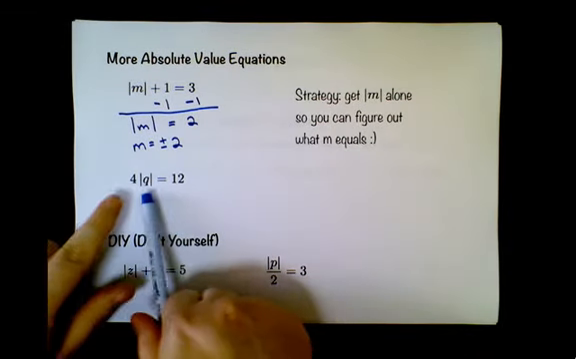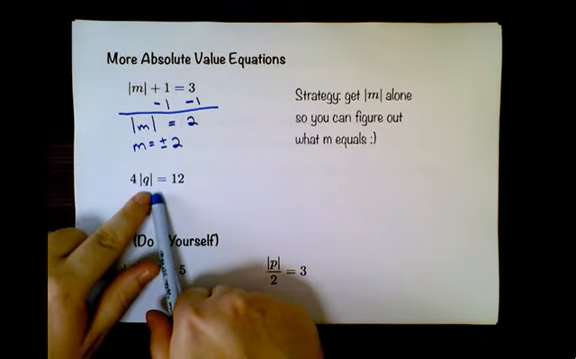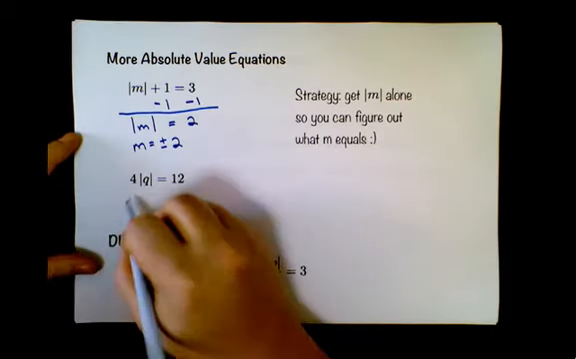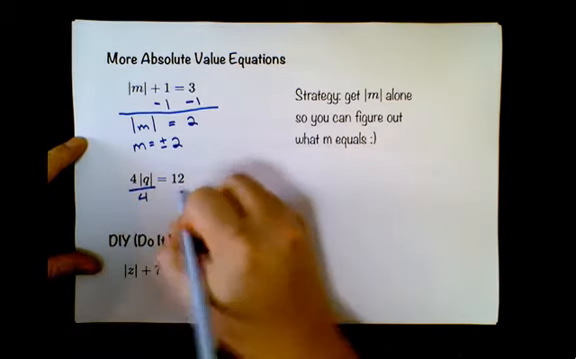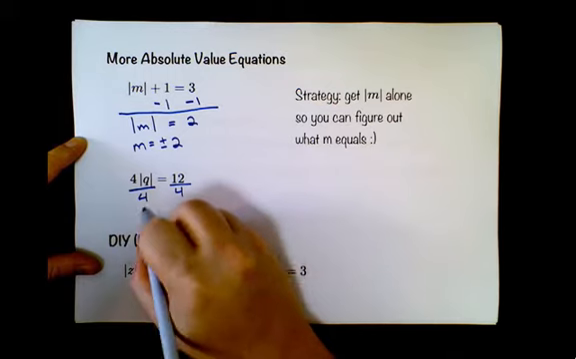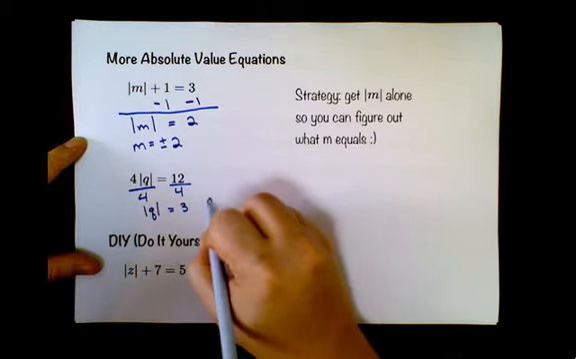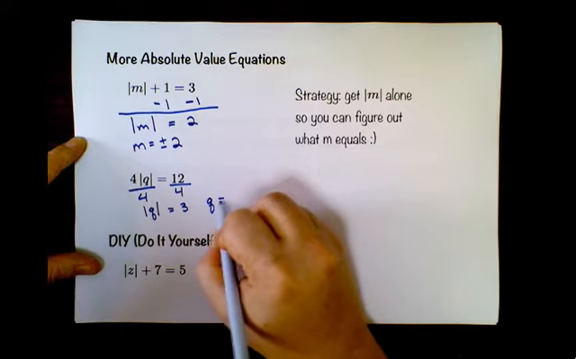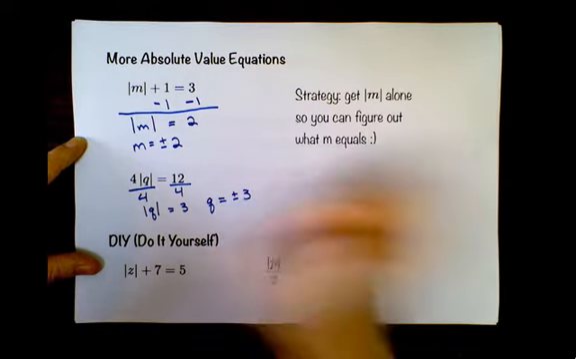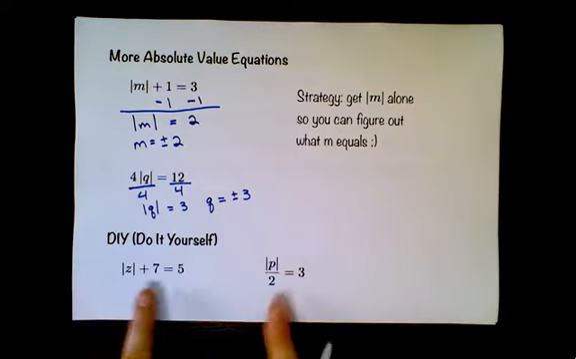Similarly here, I have 4 times the absolute value of q is 12. I need to get that absolute value alone. So I now have that the absolute value of q is equal to 3, which means that plain old q must be either positive or negative 3. Now we've got a couple for you to do.